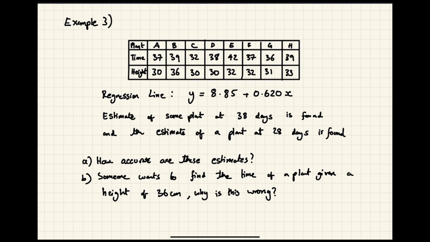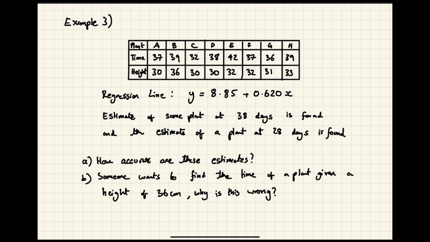So another example of the kinds of questions you get would be something like this. Here we have a bunch of plants, and we've given the time in, let's say, days, the days for which these plants have been growing, and the height in centimeters for how much height they have achieved. The question gives you the regression line: y equals 8.85 plus 0.62x, and that's the question you've got so far.